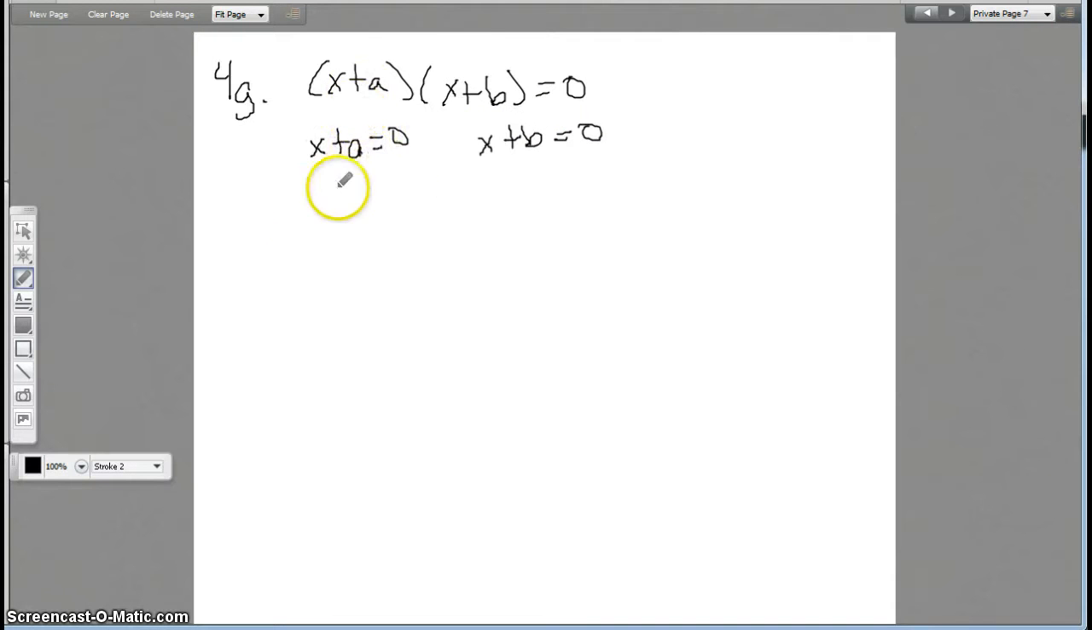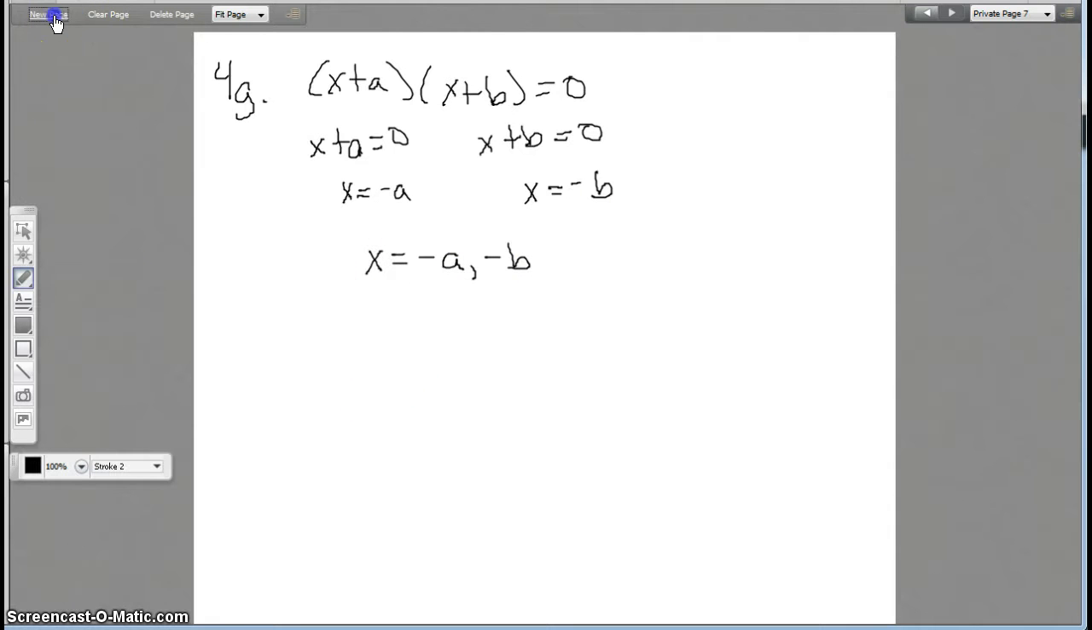And so we can solve the left equation by subtracting a from both sides to get x equals negative a. And we can solve the right equation by subtracting b from both sides to get x equals negative b. So our solutions for this are x equals negative a and x equals negative b. Both of these are solutions to the equation.